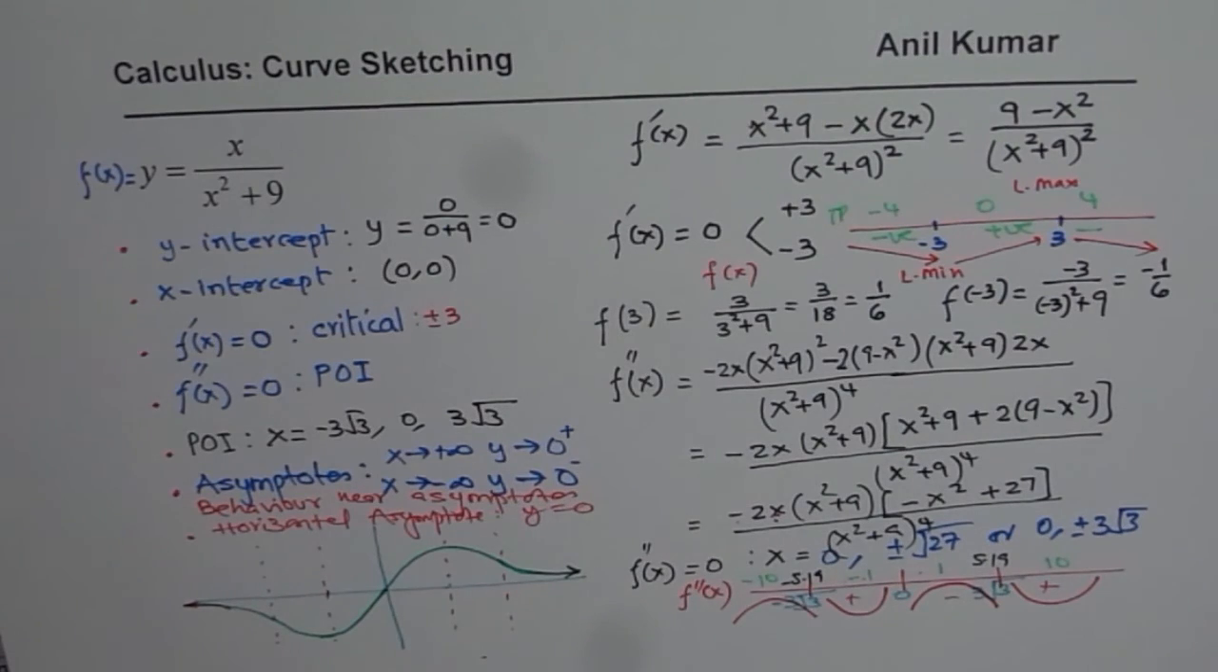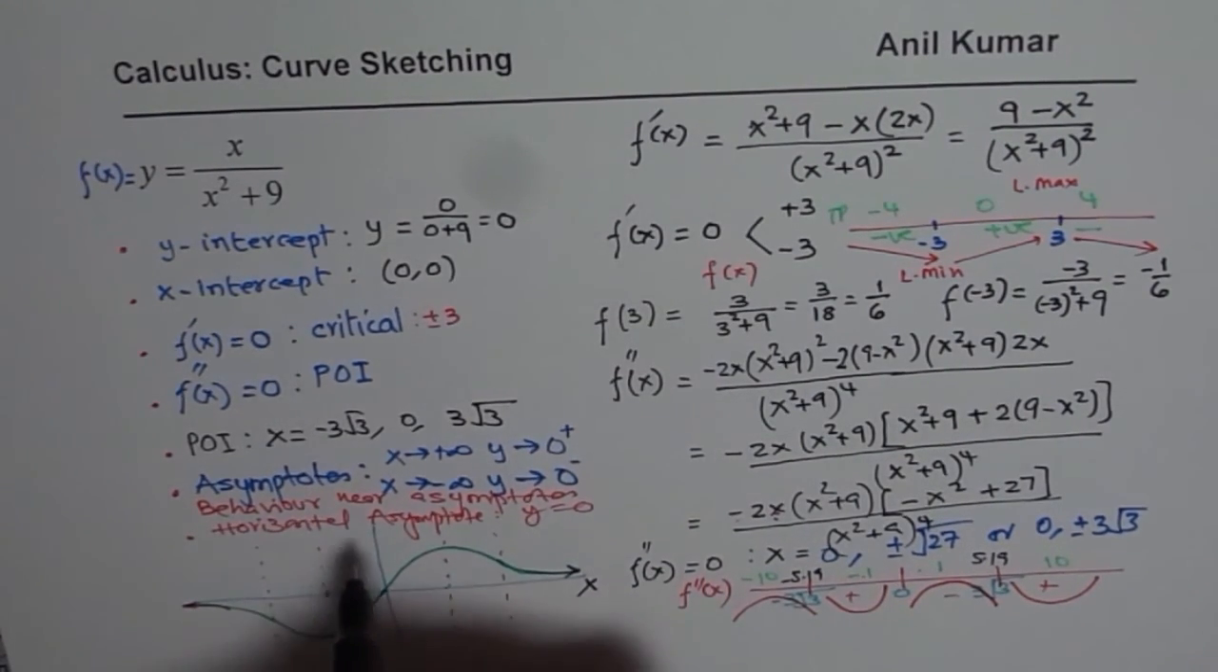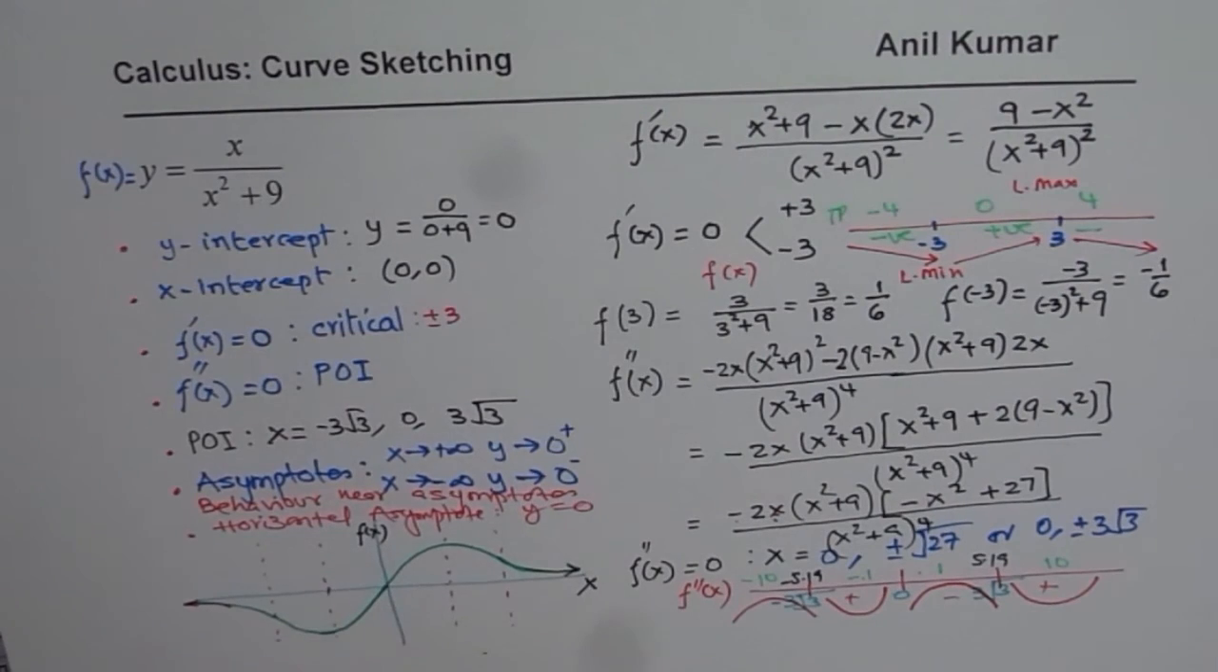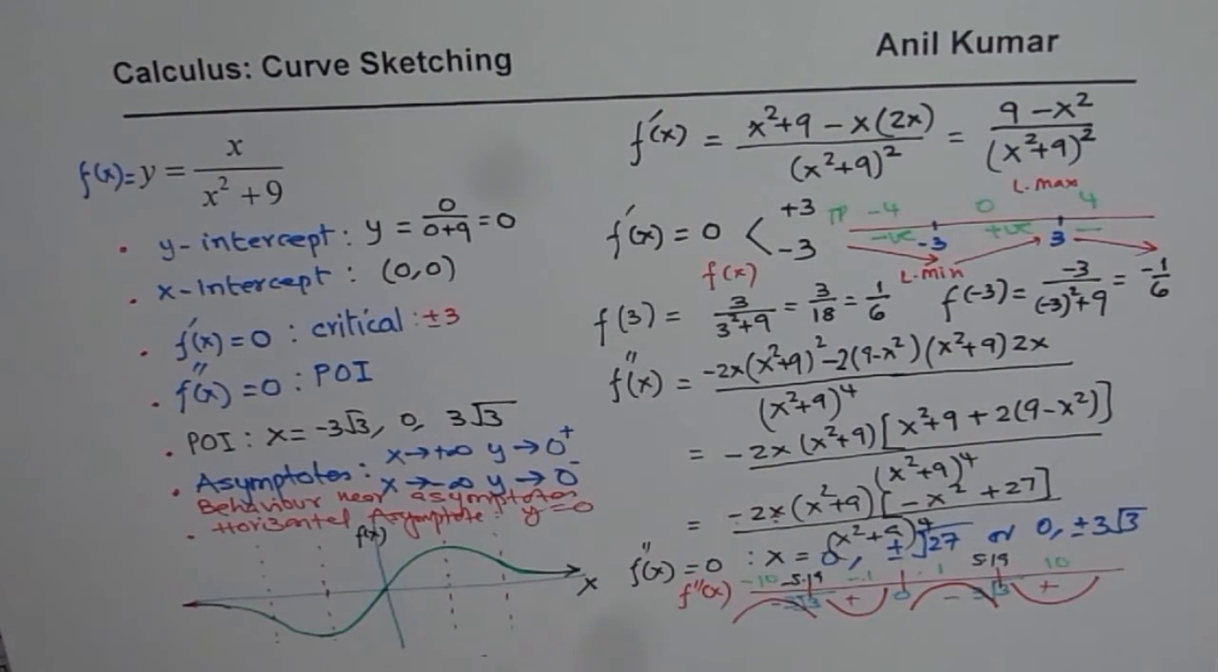So I hope these steps are absolutely clear. That is x and this is f of x. So I hope this limited space approach has helped me to fit in everything perfectly.